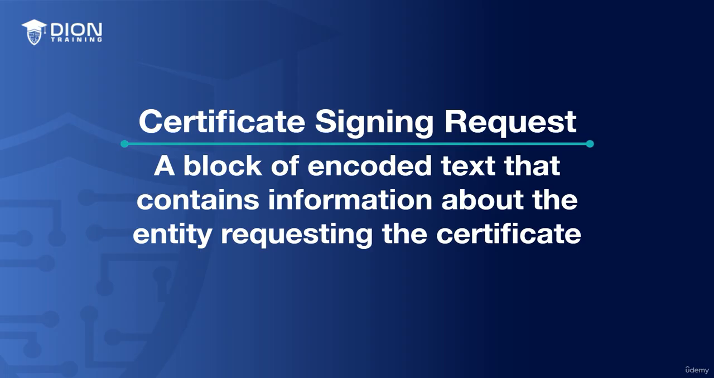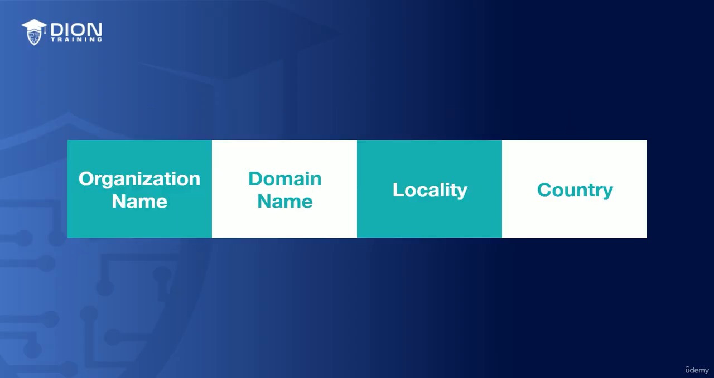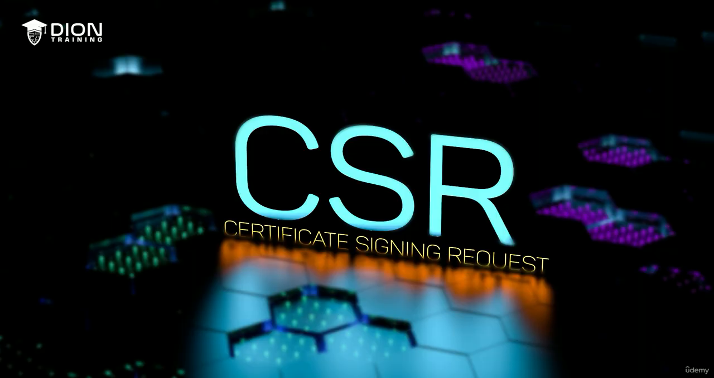Eighth, we have the certificate signing request. A certificate signing request, known as a CSR, is a vital component in the process of obtaining your digital certificate for your server or other devices. Essentially, a certificate signing request is a block of encoded text that contains information about the entity that's requesting the certificate, including the organization's name, domain name, locality, and country. When an entity desires a digital certificate from a certificate authority, it first generates a certificate signing request, which includes the entity's public key. The certificate authority will then use the details in that certificate signing request to create the final digital certificate that will be issued back to you.